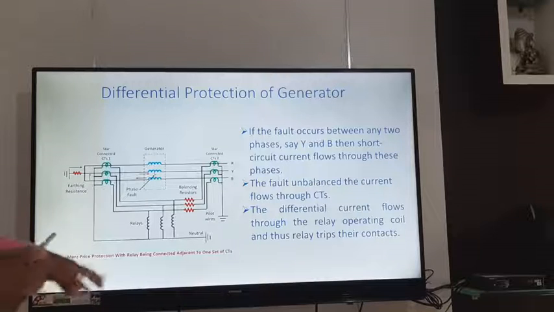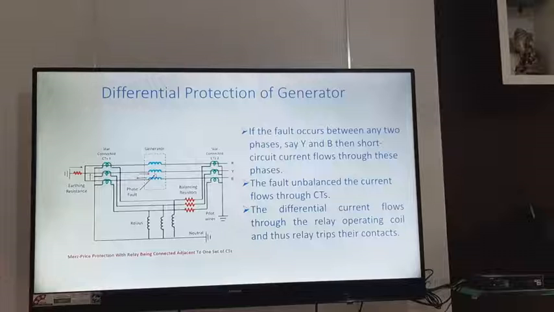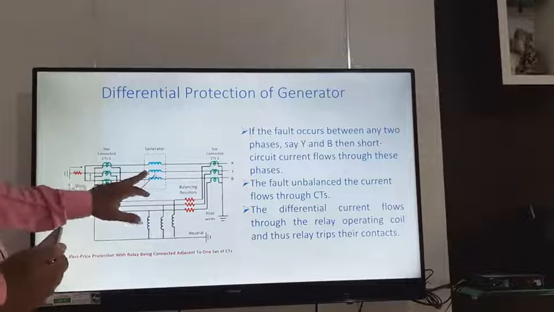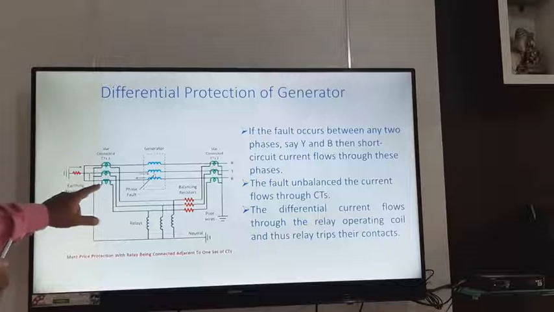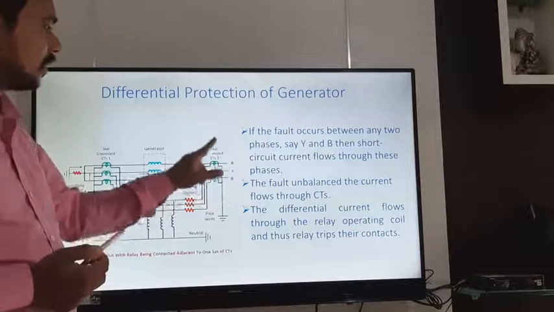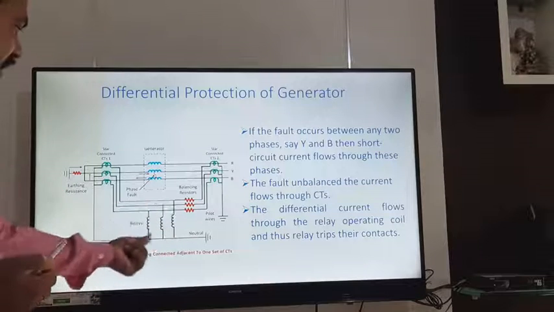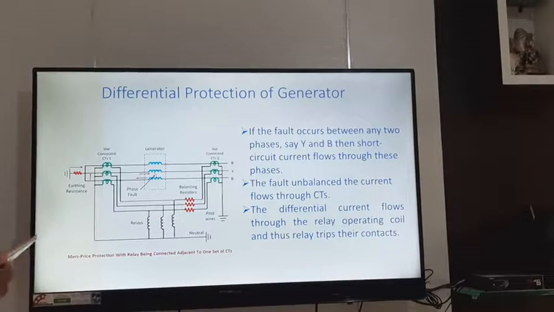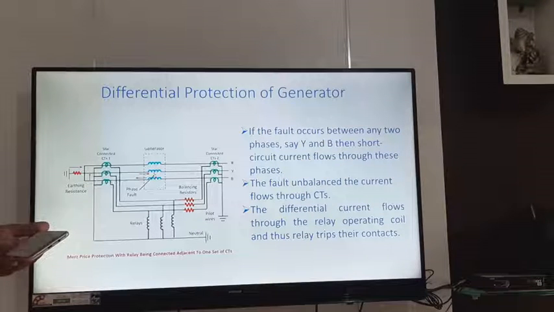Now a fault occurs at that time. What happens? Say between any two phases, Y and B, short circuit current will flow through the phases. The fault unbalances the CT's current. So the current flowing through the secondary of this CT and the current flowing through the secondary of this CT are different. So the differential current is flowing through this relay coil, and the relay coil will energize and it will give a signal to the circuit breaker.